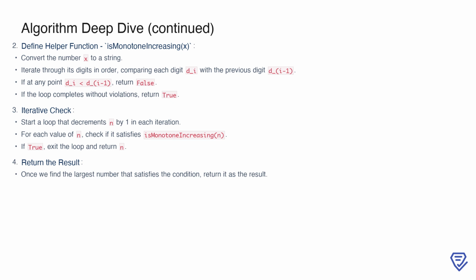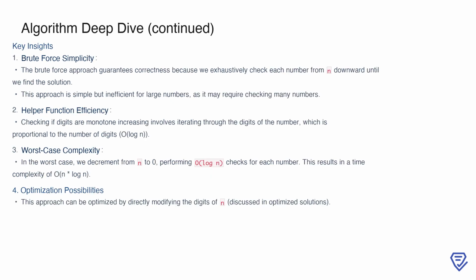With this helper function in place, the next step is to iteratively check numbers. Starting from n, we decrement the number by 1 in each iteration and use the helper function to check if the current number is monotone increasing. As soon as we find a number that passes the check, we exit the loop and return it as the result. This ensures that we get the largest possible number satisfying the condition. The brute force approach, while simple, guarantees correctness because it exhaustively checks each number from n downward until it finds the solution.